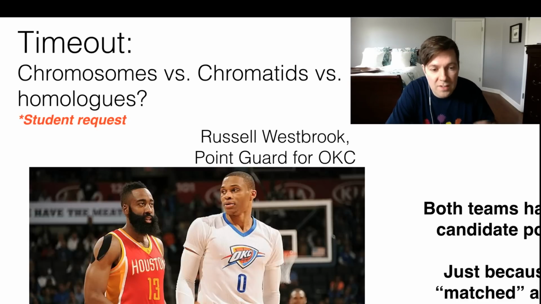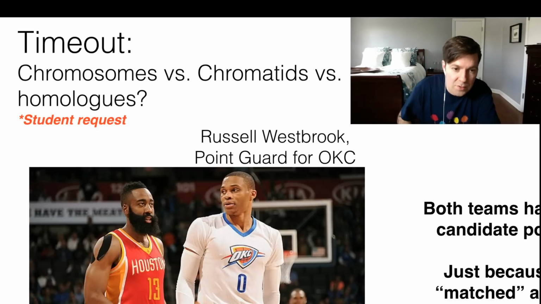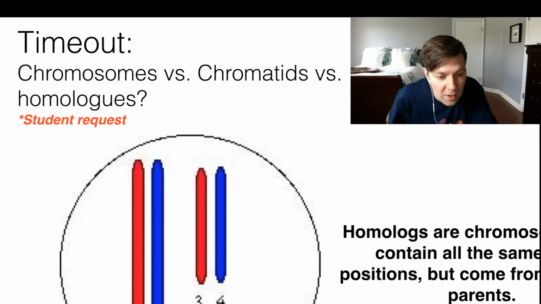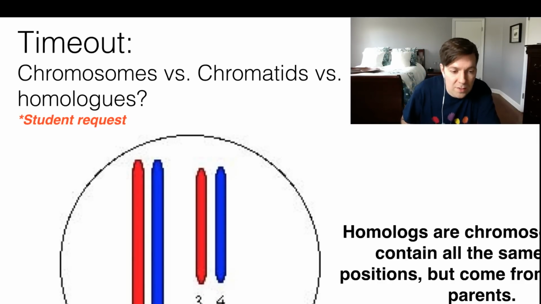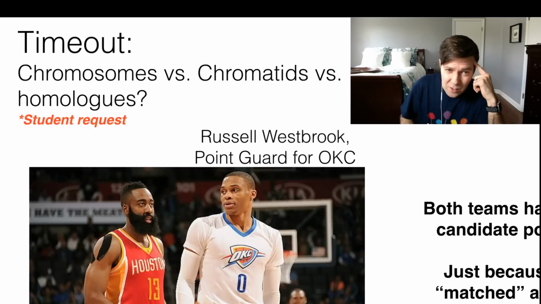So we can think of these as homologous players. They play the same position for opposing teams. They might be matched during the game. Doesn't make them the same person, right? So that's the idea here. We inherit our chromosomes in pairs. Okay, you have a pair of chromosome 1s, a pair of chromosome 2s, etc. Okay, so that's the homologous pairs.